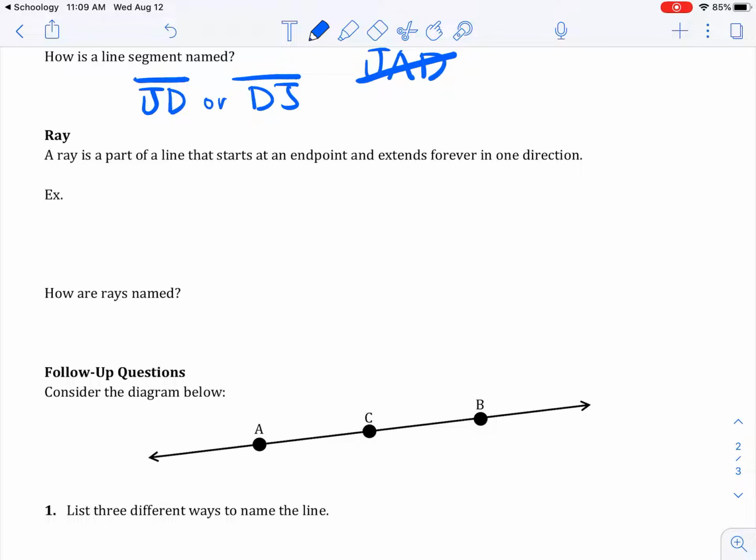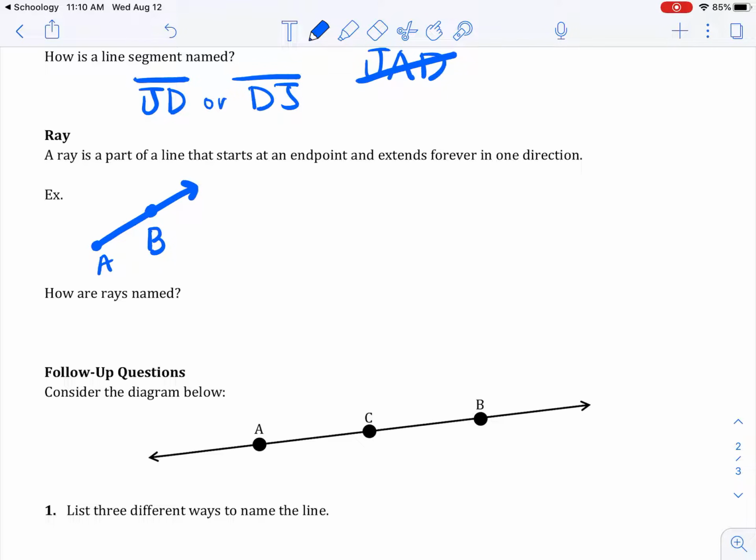All right. Ray is our next vocabulary word. A ray is a part of a line that starts at an endpoint and extends forever in one direction. So I'm going to draw two different rays. You can tell I'm at school right now recording this, hence the bell. AB. And then I'm going to name it.